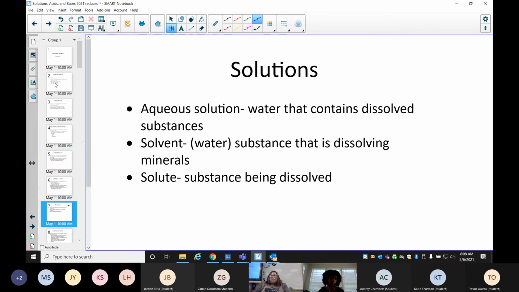In terms of solutions, remember there were 2 parts of a solution: the solvent and the solute. The solvent is what is doing the dissolving. So that would be like water, which is kind of a universal solvent that we use. The solute is whatever substance goes into the water to be dissolved.